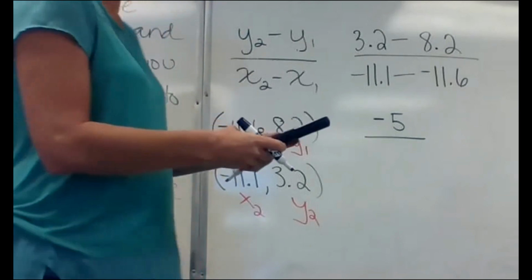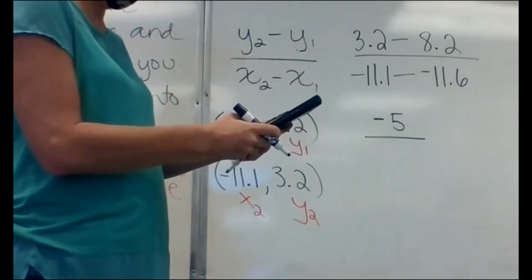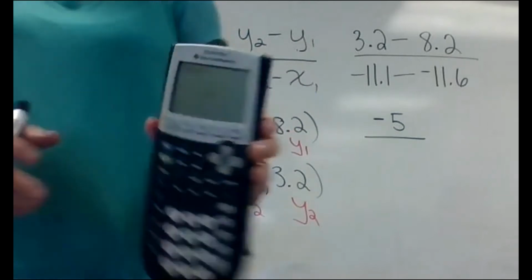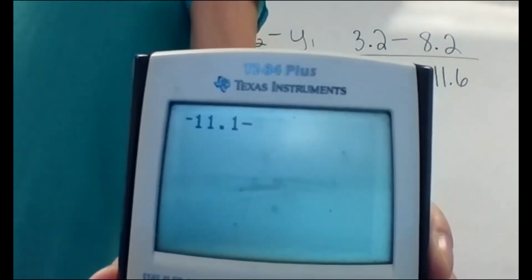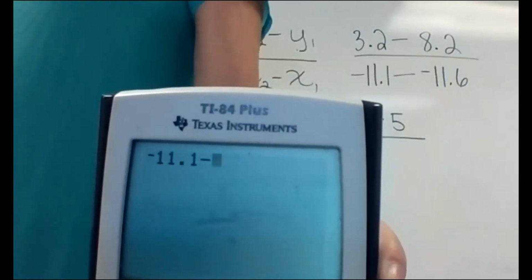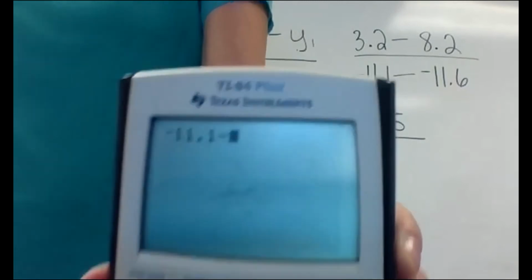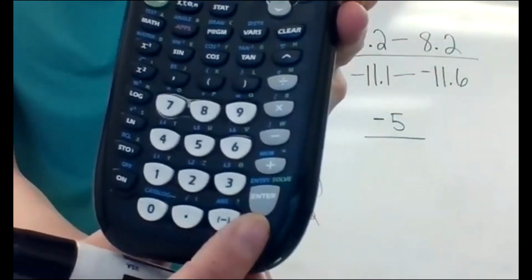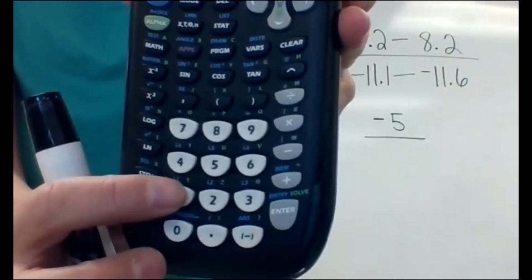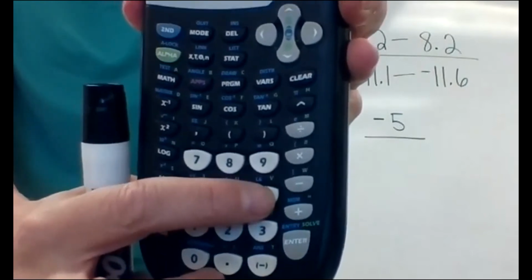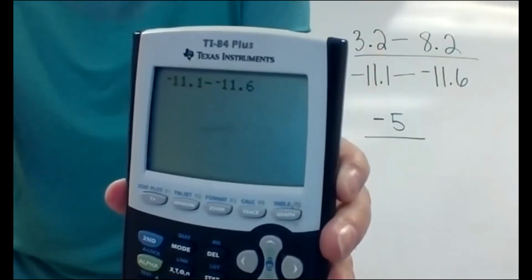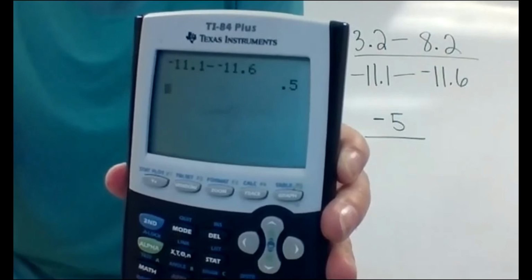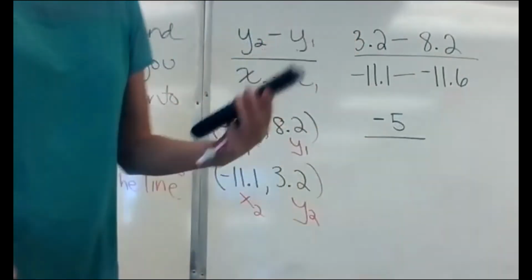Then I have negative 11.1 minus, so go ahead and put in negative 11.1 and then put in the minus, and then you need to type in negative 11.6. So remember the difference. Here's my negative button. Negative 11.6 is 0.5. Is that what y'all got? Yeah. 0.5.